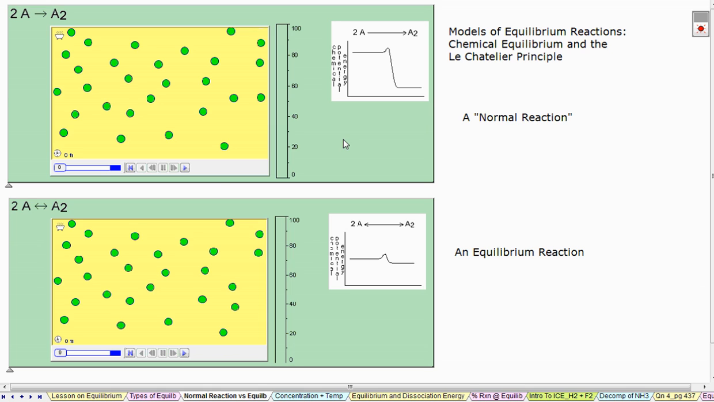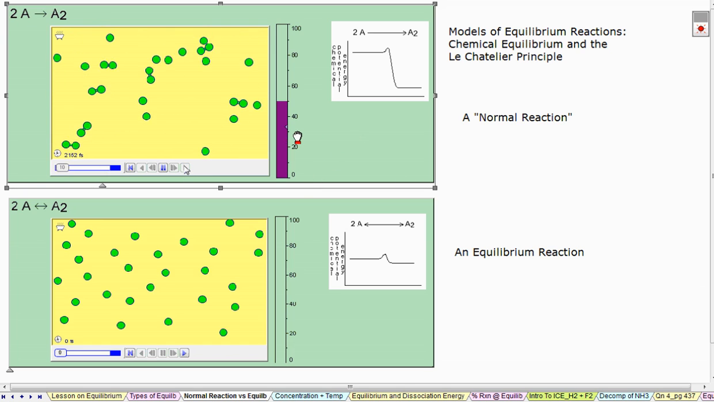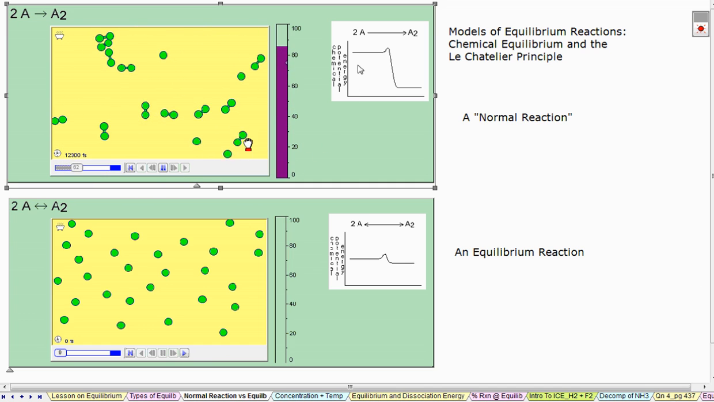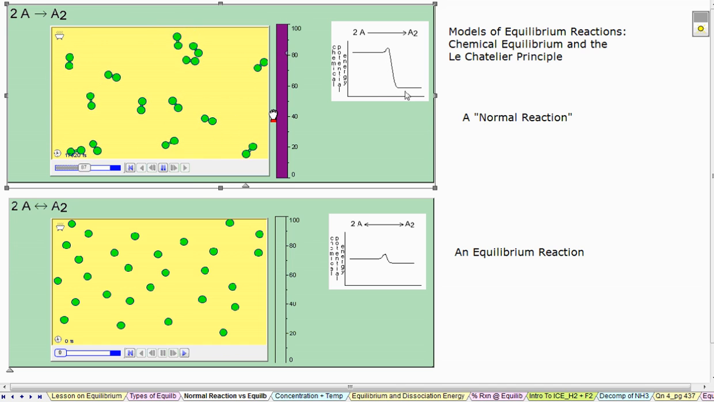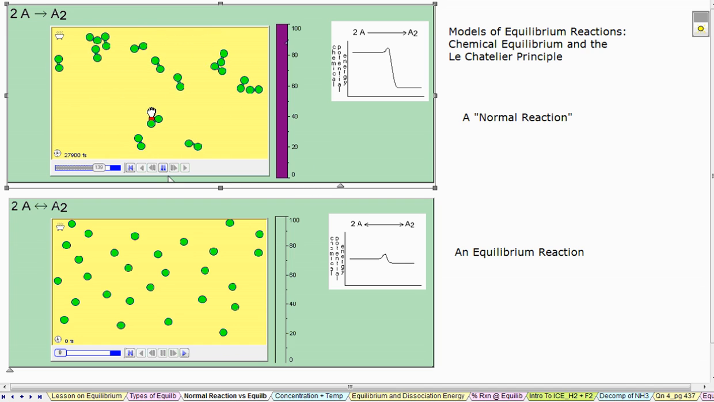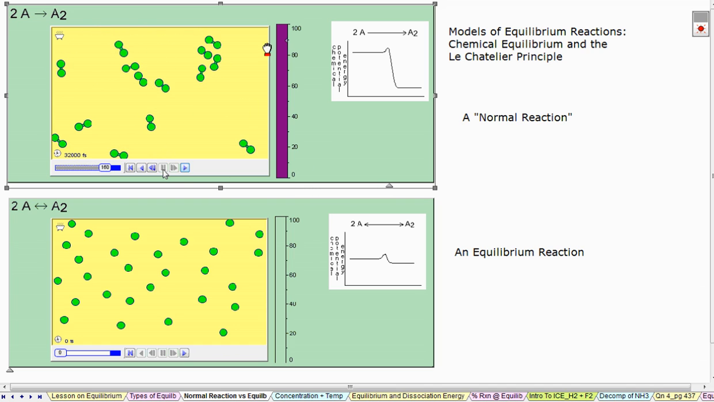So we're going to take a look at this first reaction, and we're going to watch the model of what happens in a normal chemical reaction. This right here is our potential energy graph, and we notice that as the reaction takes place, we have all of our reactants forming products, and we hit 100% potential energy because all of our bonds are formed with our reactants, and the potential energy comes from those bonds being formed.